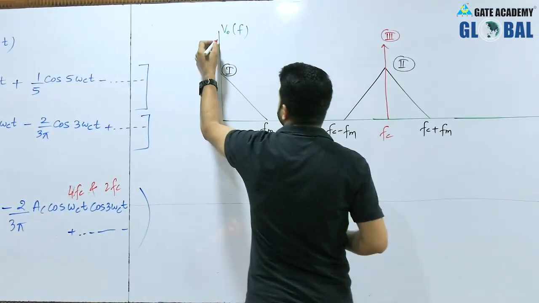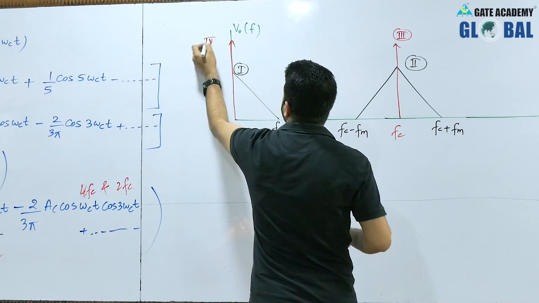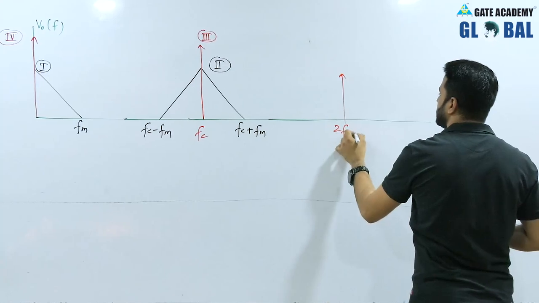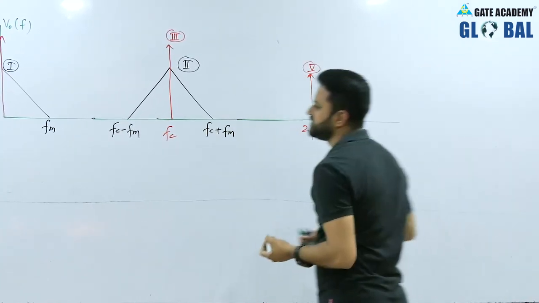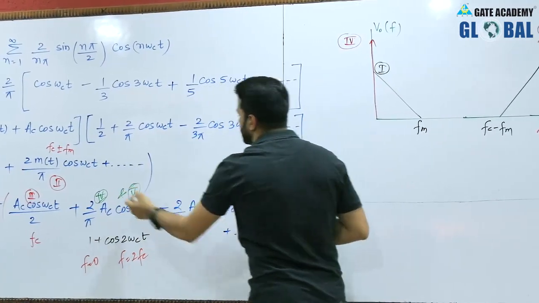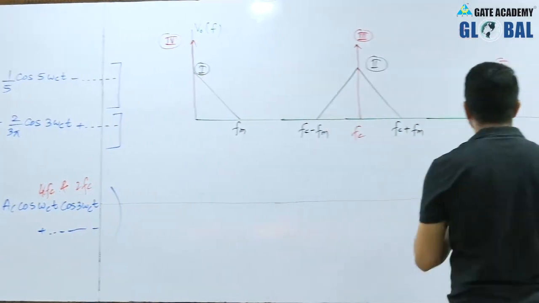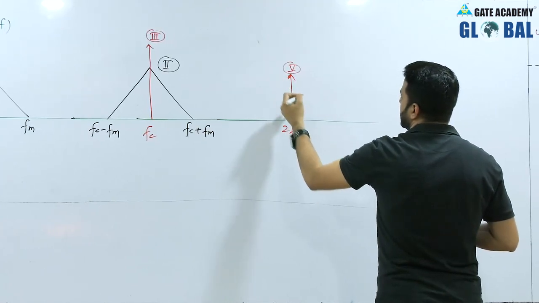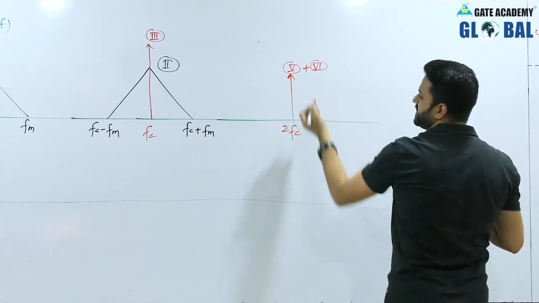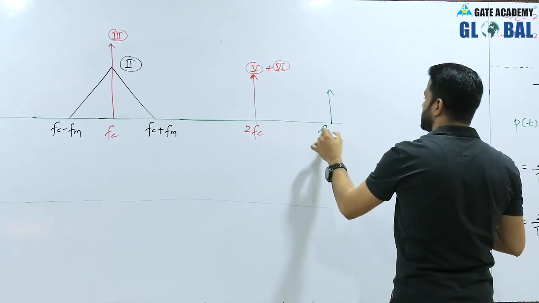So 0 is somewhere here, this is our fourth term, and 2f_c is somewhere here, this is our fifth term. The last term has frequencies at 2f_c and 4f_c. At 2f_c its strength increases, and this is the fourth, fifth and sixth term. Another frequency is at 4f_c, somewhere far away from the original spectrum.